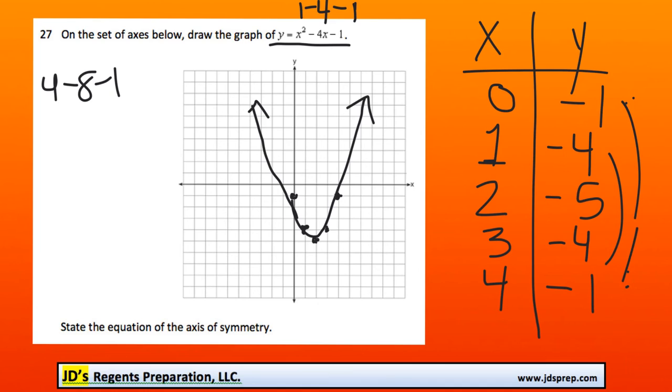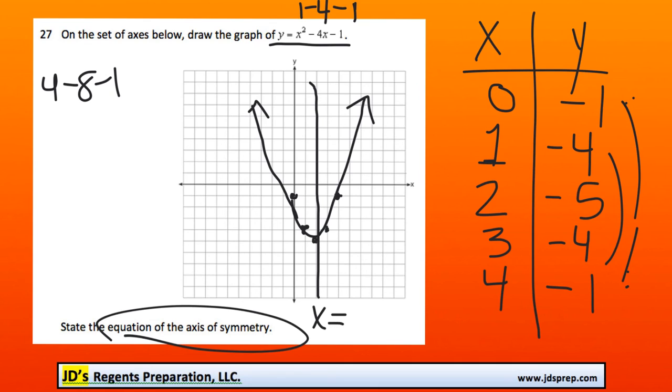And the axis of symmetry is where we can split the graph in half, where one side is a mirror image or a reflection of the other half. And we can see that is right where the vertex is, right here. And the equation of that line is x equals 2. So that is our axis of symmetry.